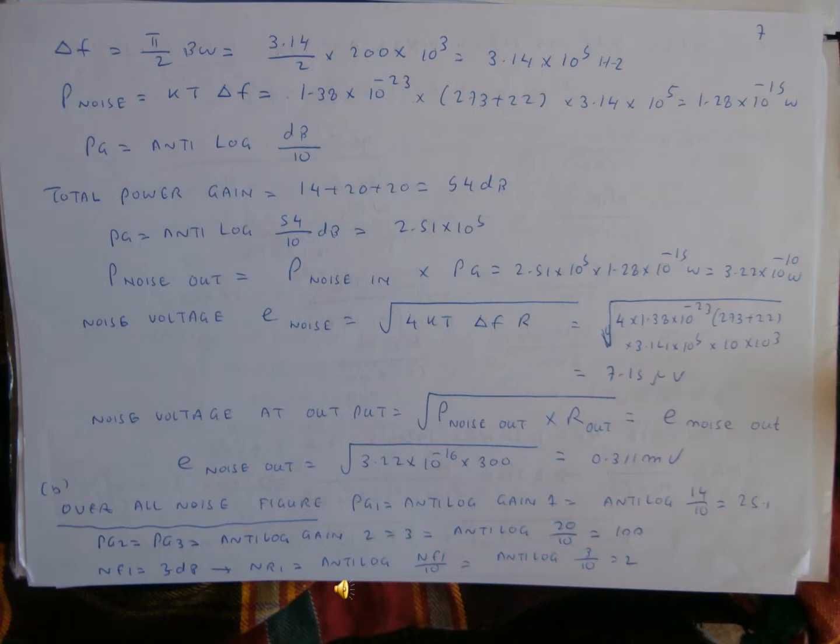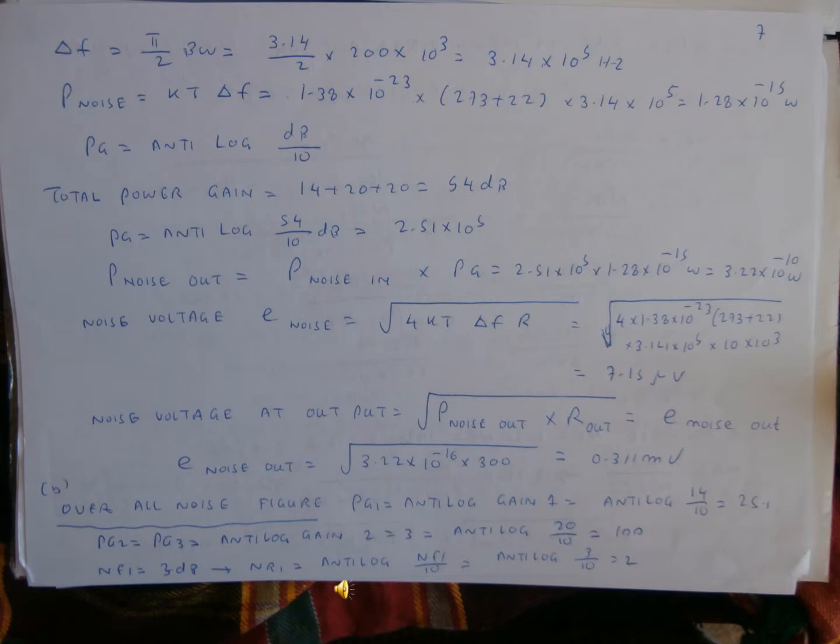The noise voltage at the output we also calculate as the square root of P noise out multiplied by R out. So there will be E noise out. The E noise out is equal to the square root of 3.22 multiplied by 10 power minus 10 multiplied by 300. So you get 0.311 millivolt.